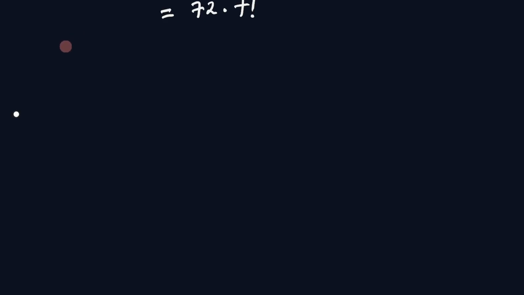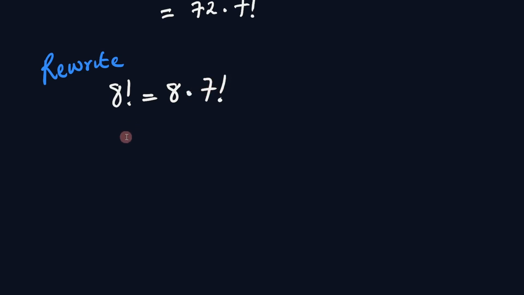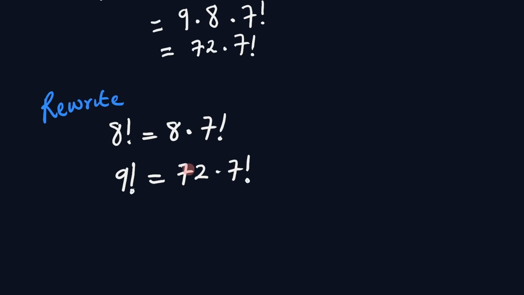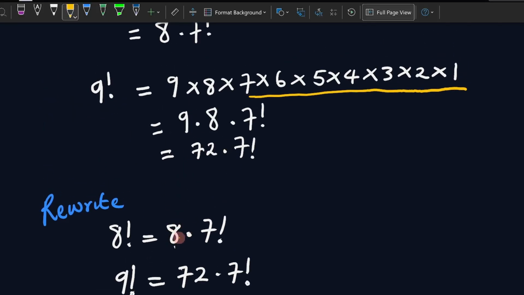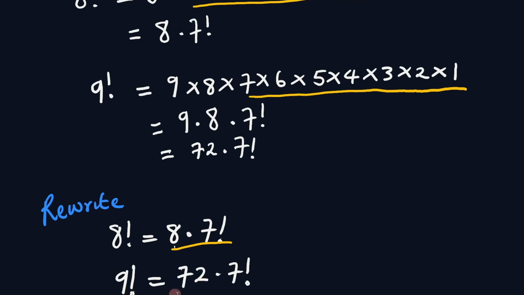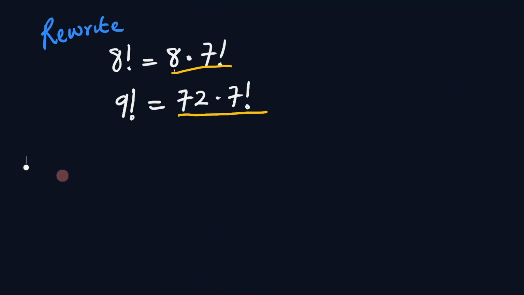The next step is that we are going to write 8 factorial as 8 multiplied by 7 factorial, and then we are going to also rewrite 9 factorial as 72 multiplied by 7 factorial. So in this equation, wherever we see 8 factorial, we'll put this, and wherever we see 9 factorial, we'll also put this. So let's rewrite the question before we now substitute.